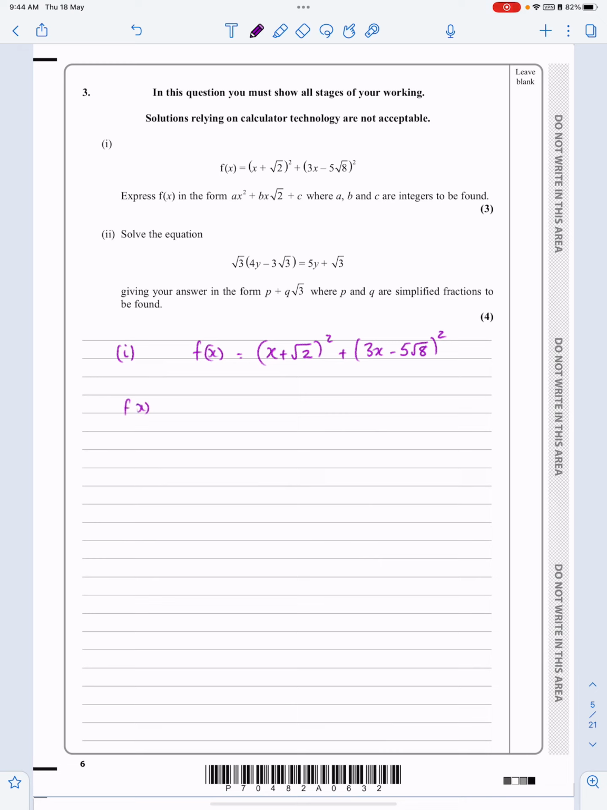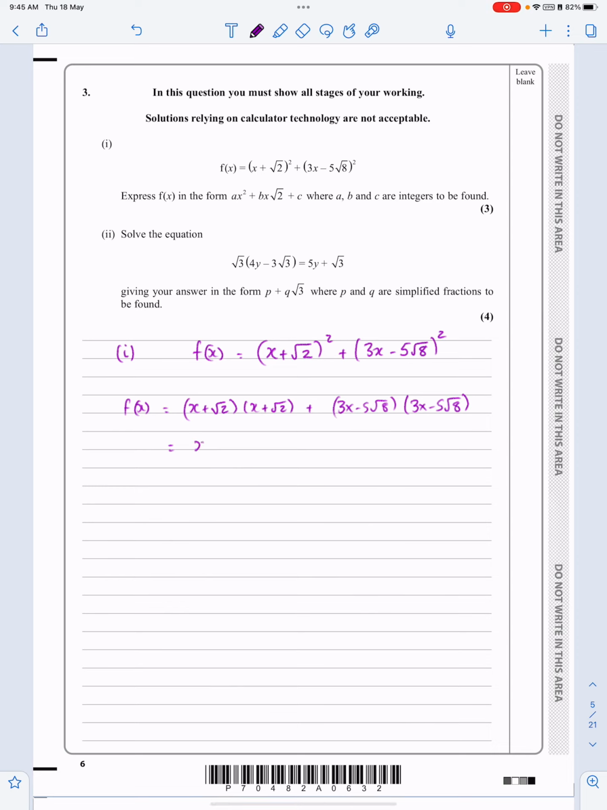f(x) is equal to, I'm going to take quite a few steps to do this. You might be a bit quicker at doing some of these parts, but let's go at the slowest pace. That's (x plus root 2) times (x plus root 2), and it's (3x minus 5 root 8) times (3x minus 5 root 8). I'm going to do that times that times that, then I'm going to do that times that, and that times that. And then do the same thing with the other side. Pretty much an IGCSE skill, so you should be okay at doing it.